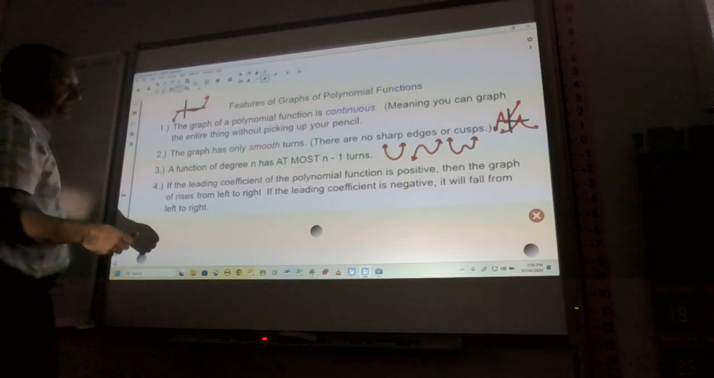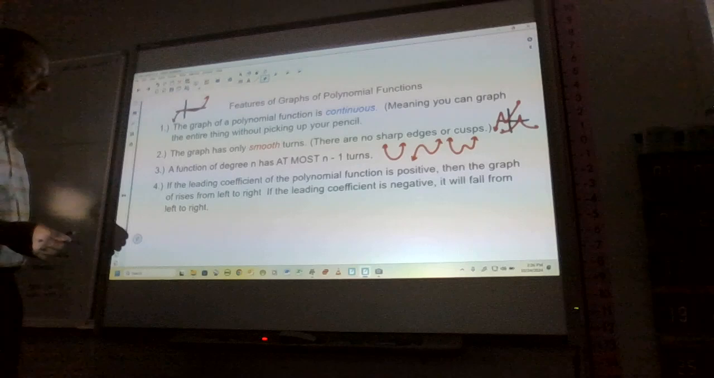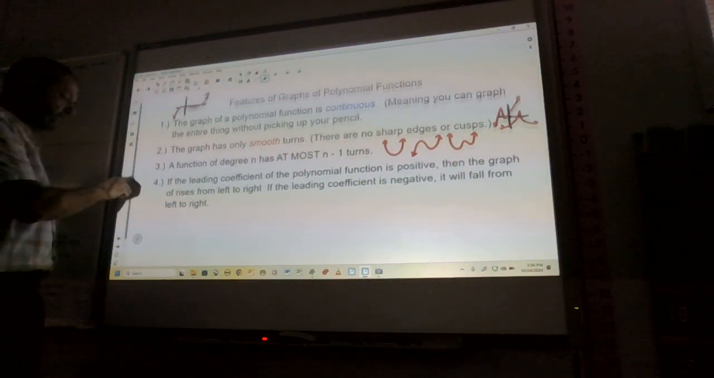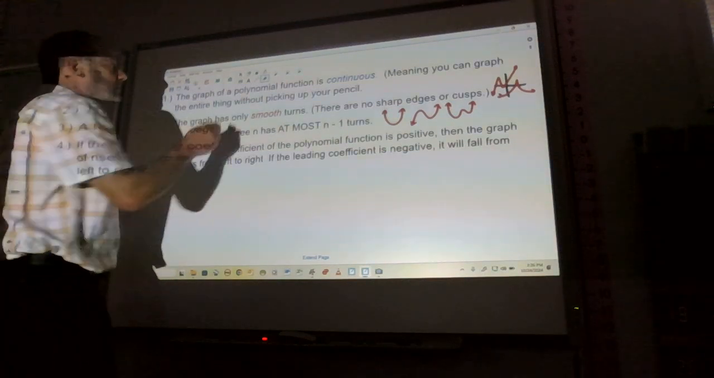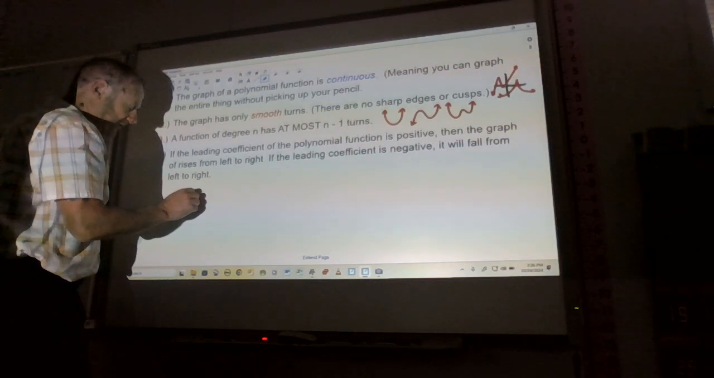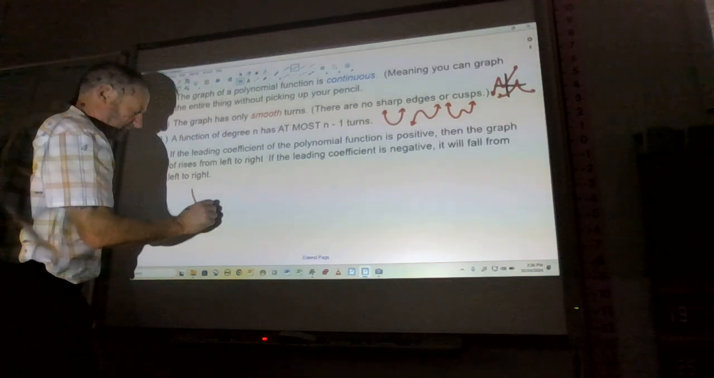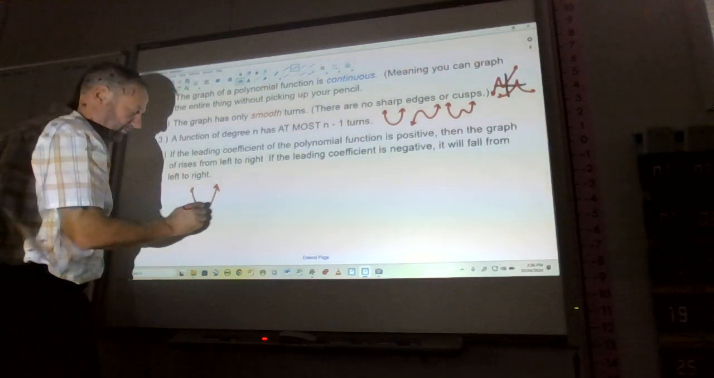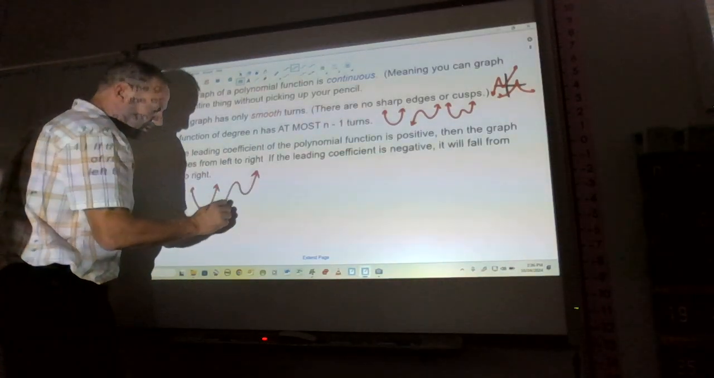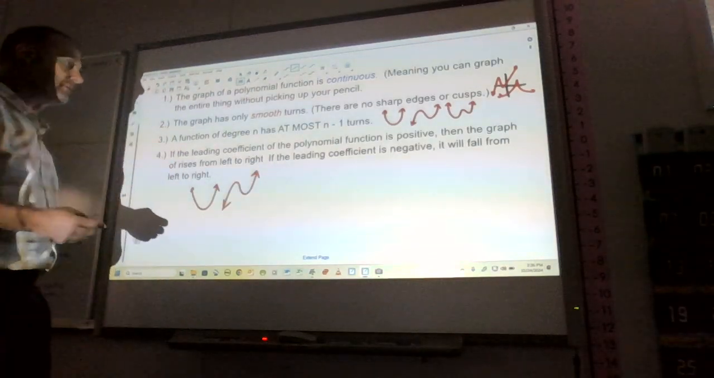If the leading coefficient is positive, then the graph rises from left to right. The graph would do something like this, where it's rising from left to right, or it would do something like this. Now it does decrease a little bit right here, but it's increasing again to the right.